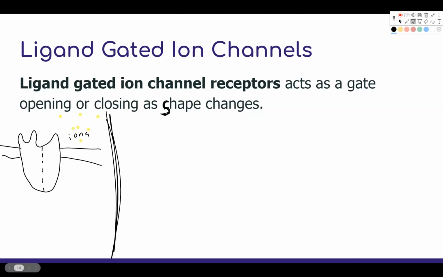Default state. We've got our receptor. This is the outside of the cell. This is the inside of the cell. And we've got ions. Those ions cannot pass through the cell membrane, can't diffuse through the cell membrane. So we have to control whether or not they are let in through this gate.